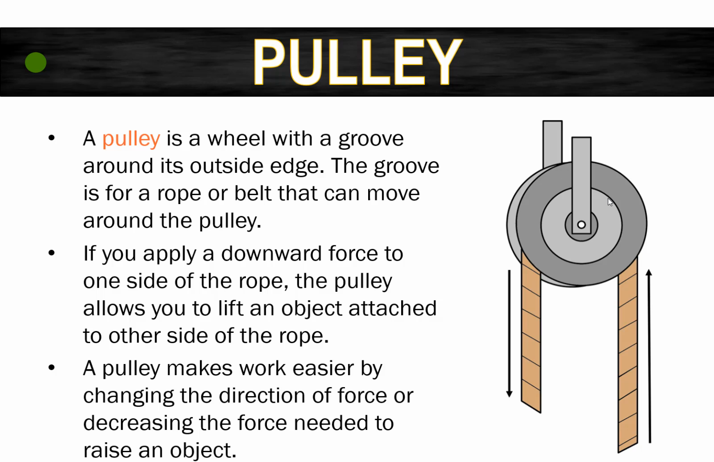So the reason this is in the lever family is because if you look at it, this is the fulcrum, and then the rope going around it is like the bar. It's just not a rigid bar like in a lever. So this is a movable bar, but that's why it's a part of the lever family. So we pull down on one side to be able to lift an object on the other side.